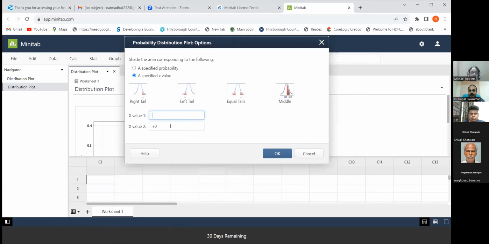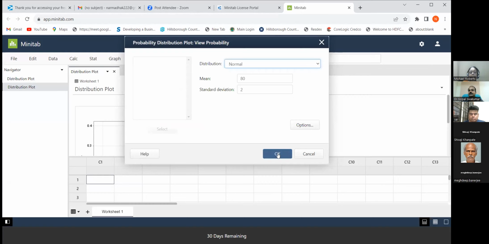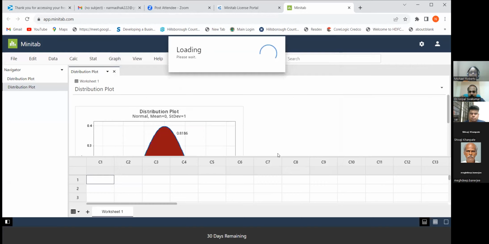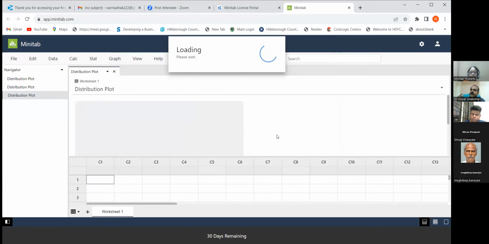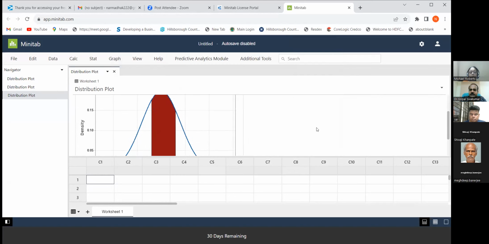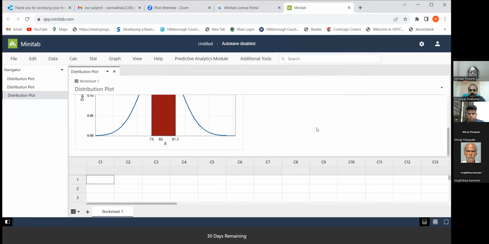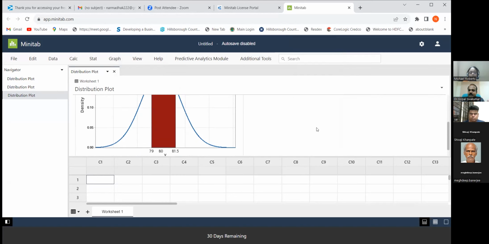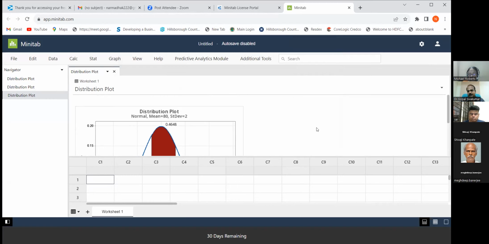So if madam's company produces 10,000 pieces, a certain percentage will definitely be in this range. That percentage we are going to see now. Give okay. So practically, if we know the average and standard deviation, we can understand many things. Now, 0.4648, sir. That means 46.48% of the products that are getting produced will have diameter in this range, 79 mm and 81.5 mm. If you produce 100, approximately 46 or 47 pieces will fall in this interval.